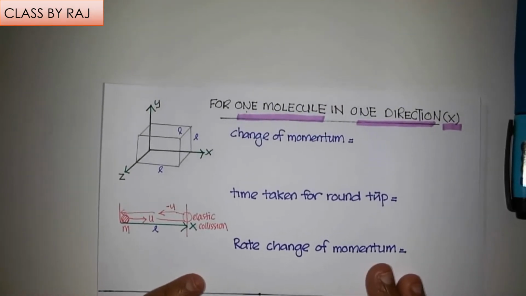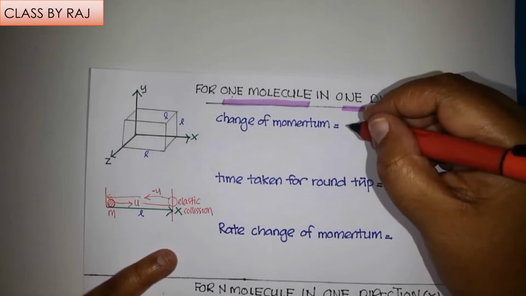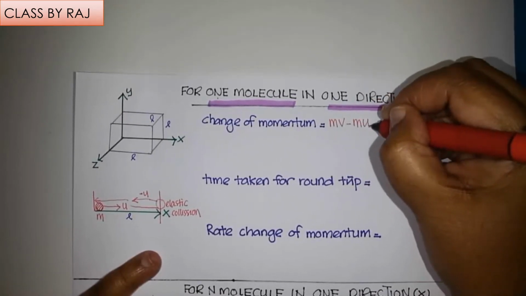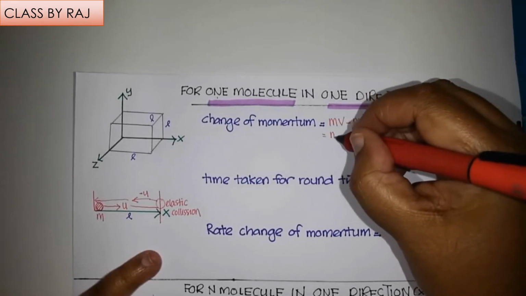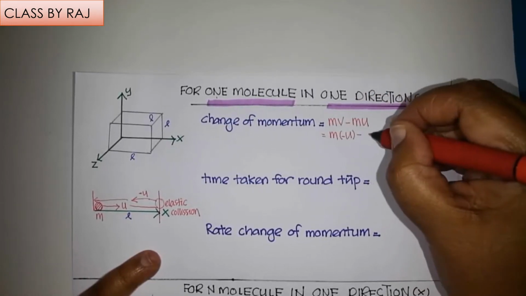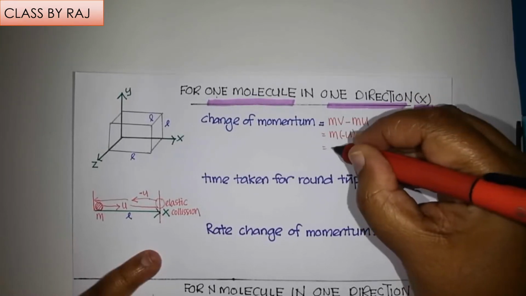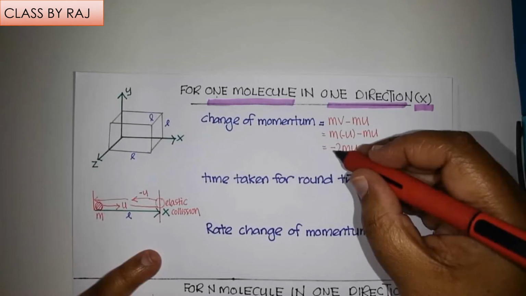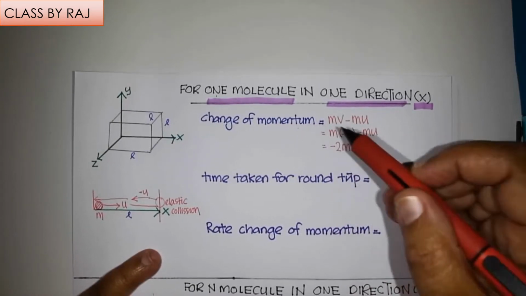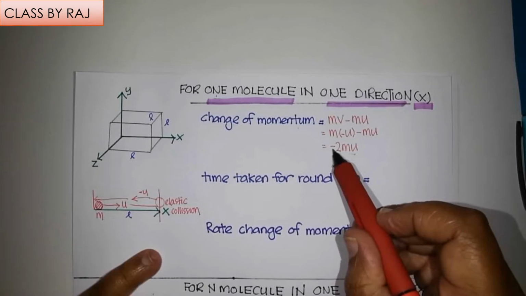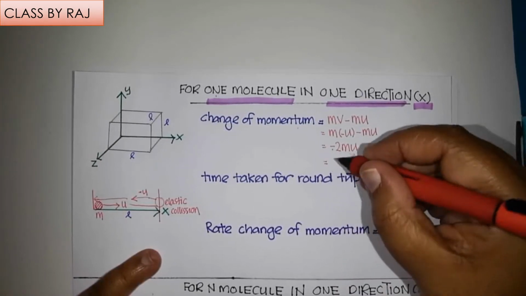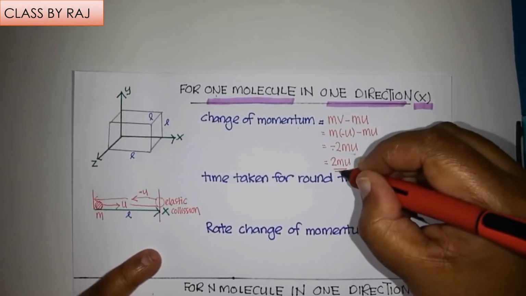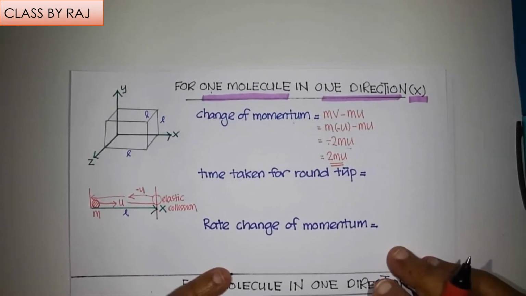So let's find the change of momentum. Change of momentum is mv minus mu, correct? So mv is negative mu, minus mu, you will get negative 2mu. Negative means its direction, because momentum is a vector. This is the magnitude, this is the direction. So we have 2mu. We are only interested in the magnitude.